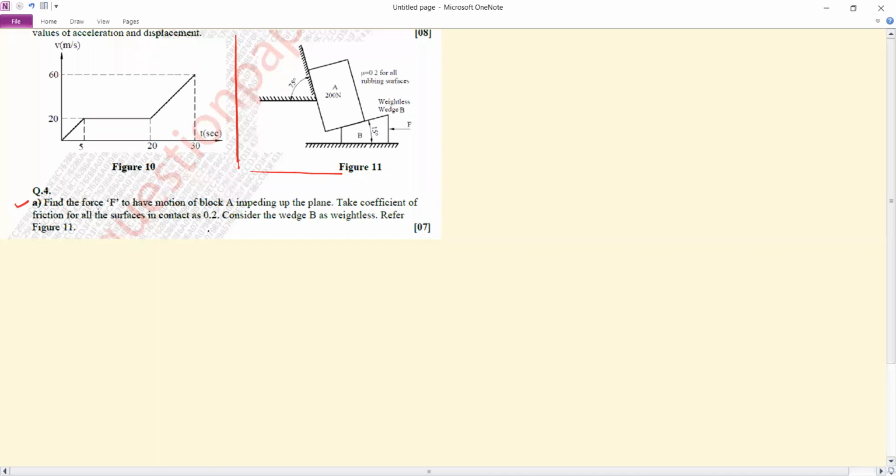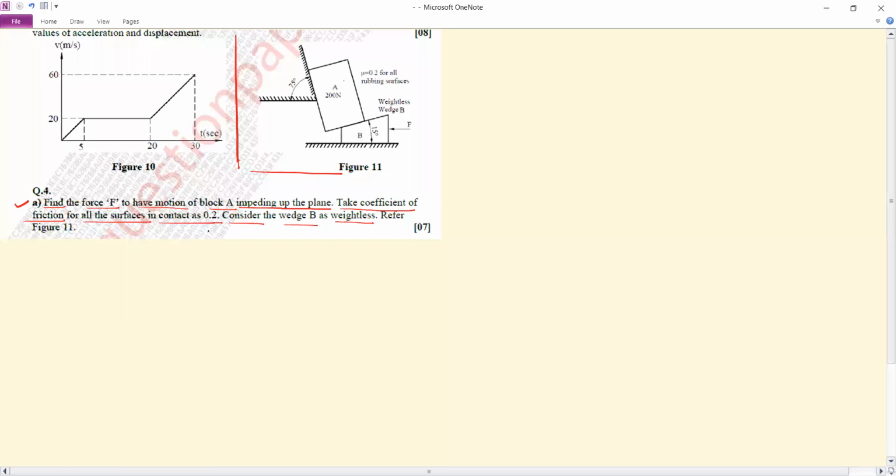So, the question is: find the force F to have the motion of the block A impending up the plane. Take the coefficient of friction for all the surfaces in contact as 0.2. Consider the wedge B is weightless. So this is the given condition.